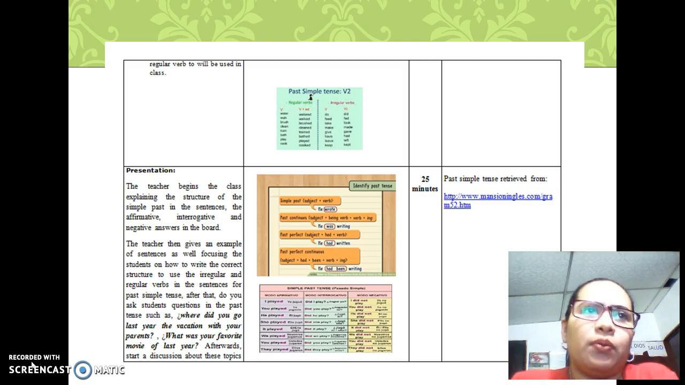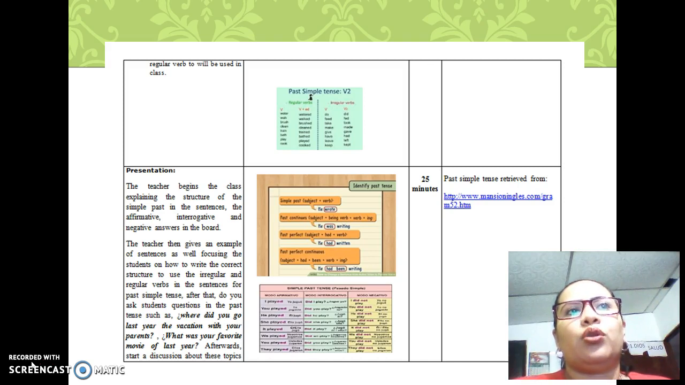The teacher gives an example, and the students give the correct structure. They use regular verbs in sentences in the past simple tense. After that, the teacher asks questions to begin discussions, such as: where did you go last year on vacation with your parents? Or the next question: what was your favorite movie of last year? This presentation activity takes 25 minutes.